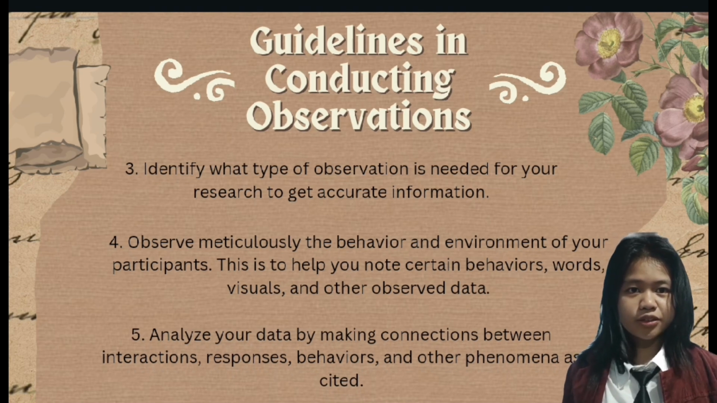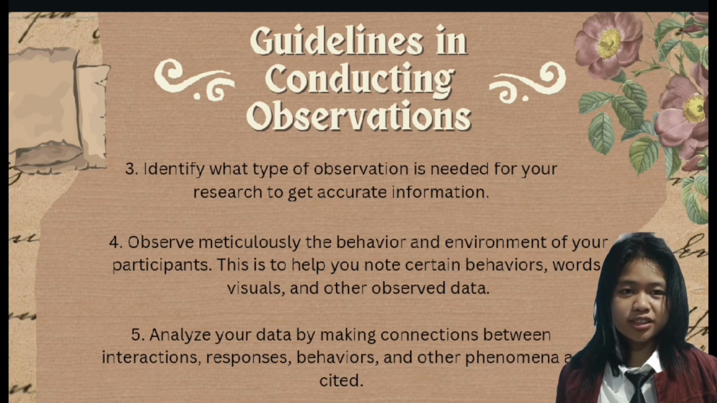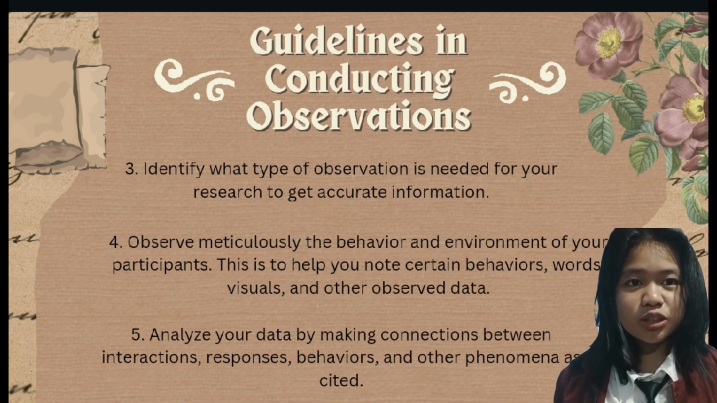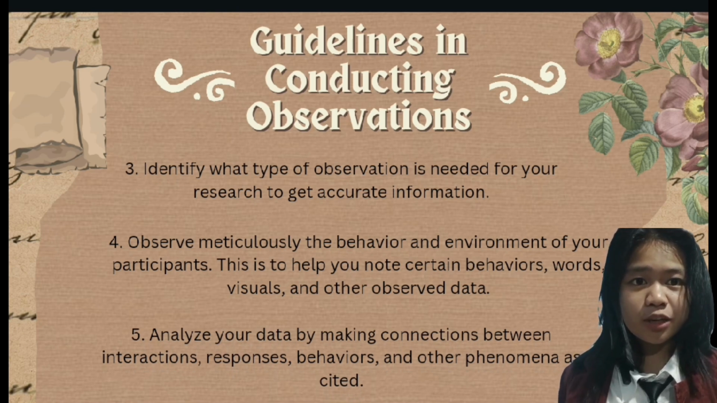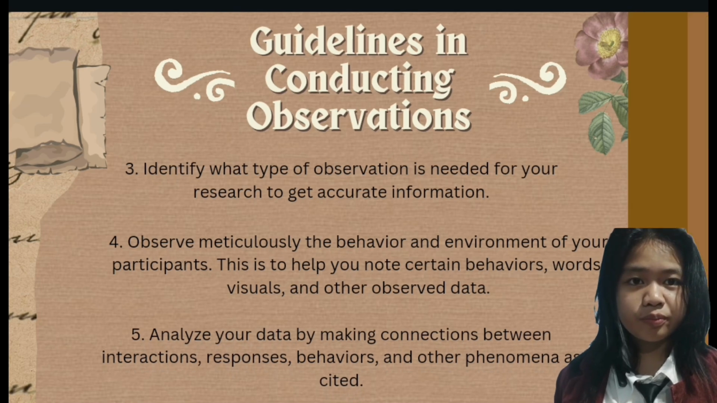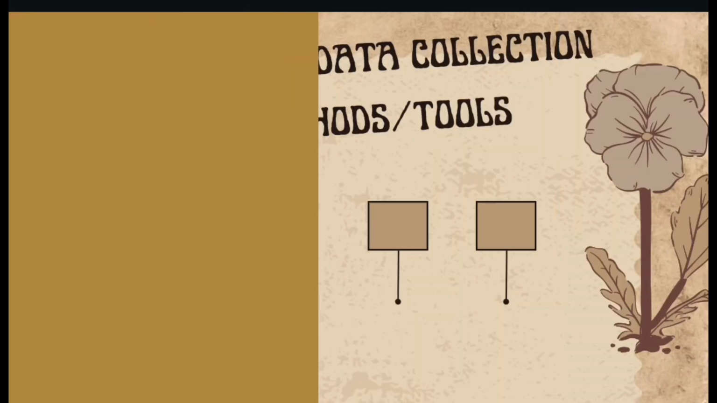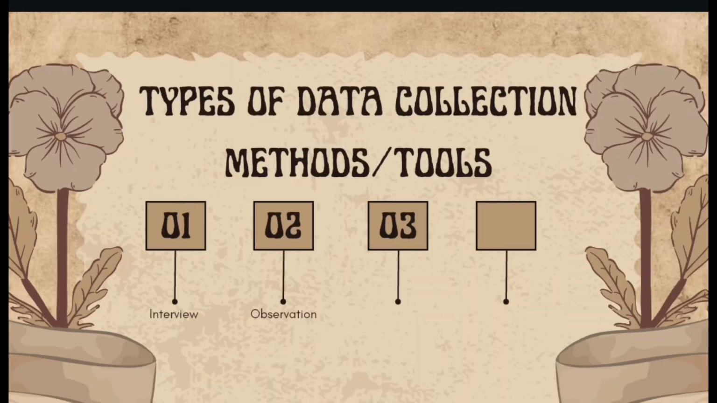Look for patterns or connections between interactions, behaviors, and responses. For example, if you notice that students who sit together collaborate more, this might show that seating arrangement affects group work. And that's about it for the method of observation. Let us now move to the third type of data collection method/tools.